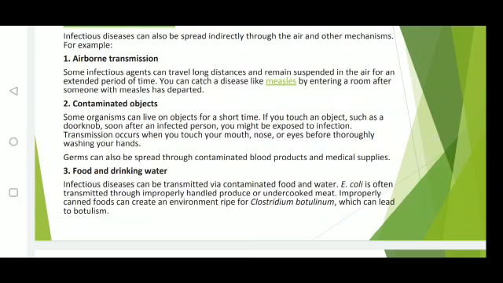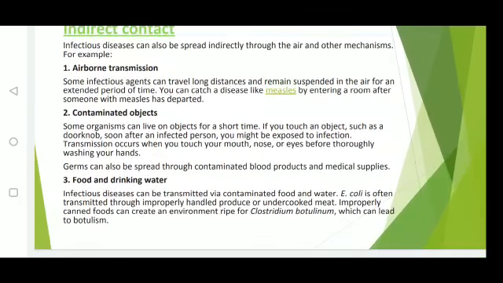Then third one, food and drinking water, that is contaminated food and contaminated water. If you do not cook food properly, the bacteria or virus or whatever microorganisms are present won't be killed. Uncooked food has more microorganisms. If you consume them, they can infect us. That's why we clean thoroughly. We should clean the vegetables that you buy from the market properly and cook properly. If you're not cooking, you become a contaminant.